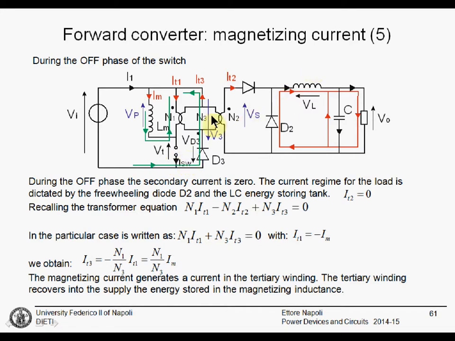As a consequence, the voltage drop on this transistor will reverse the voltage on the secondary switch. That will prevent the activation of this diode. The secondary current will then be 0, and for the output, the current regime is just supported by the inductor, capacitor, and freewheeling diode, D2.